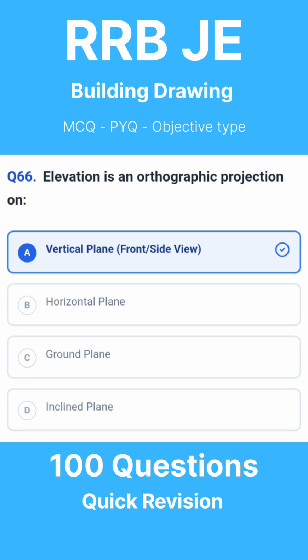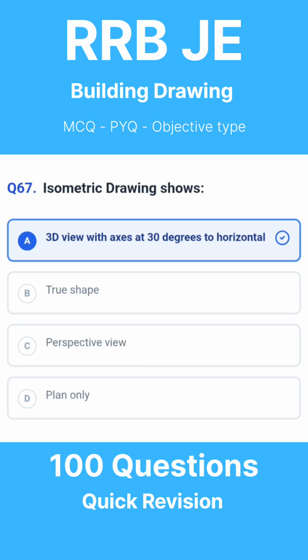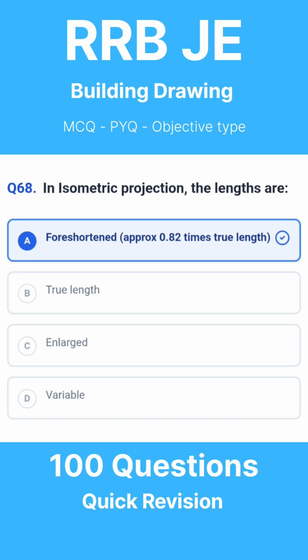Question 66. Elevation is an orthographic projection on? The correct answer is vertical plane, front or side view. Question 67. Isometric drawing shows? The correct answer is 3D view with axis at 30 degrees to horizontal. Question 68. In isometric projection, the lengths are? The correct answer is foreshortened, approximately 0.82 times true length.